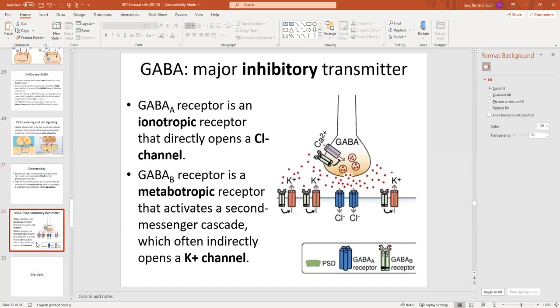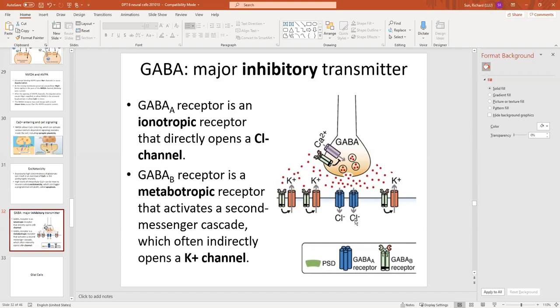And the very last one is the GABA receptor. The GABA neurotransmitter is the major inhibitory neurotransmitter in the brain and the spinal cord. And it has two types of receptor. One is GABA A, the other one is GABA B. Both are inhibitory. GABA A is ionotropic. It opens the chloride channel right here.